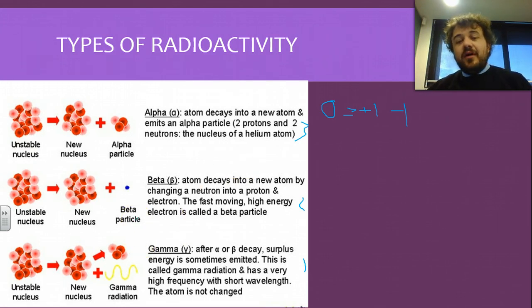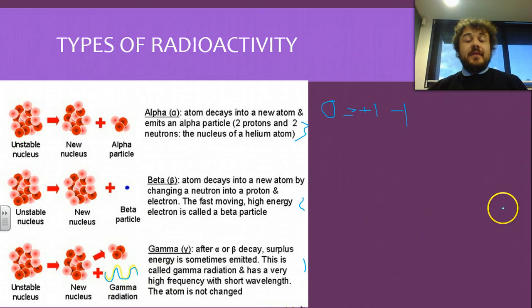As a consequence of both of these, we end up with what we call gamma radiation. Gamma radiation is just pure energy, the surplus energy that flies away. It's very high frequency and a very short wavelength. The atom is not changed by it, because the atom has already changed. It's a bit tough to see there, but it's this little wave-looking bit of energy. Alright, so those are the three types of radioactivity. Whenever you get alpha or beta, you have gamma with it.